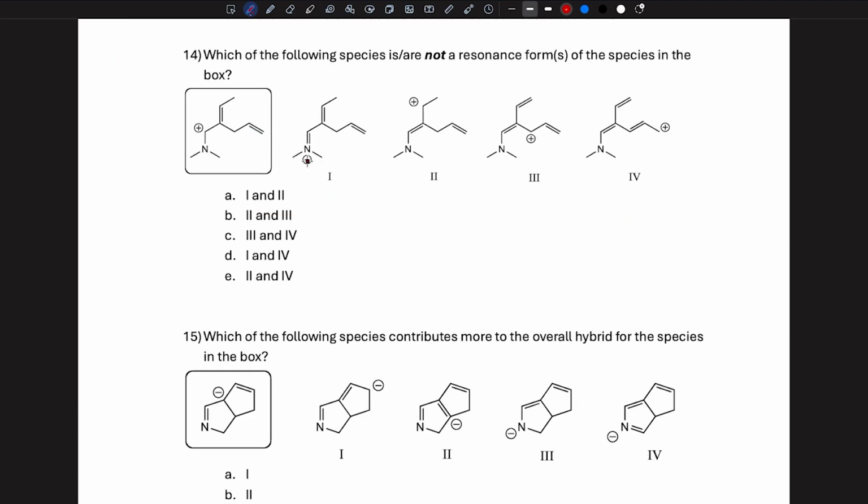In the next problem, we're again looking for the structure that is not a valid resonance form of the original in the box. Let's make sure that none of the atoms are moved, which none of them look like they are. And all of these structures have a formal charge of +1, which makes sense. In the first structure, we are somehow creating a bond over here, which makes sense. We can take this lone pair and move it up to form that bond, which gets rid of this formal charge but creates a formal charge on the nitrogen. And we're not moving anything else, which makes sense.